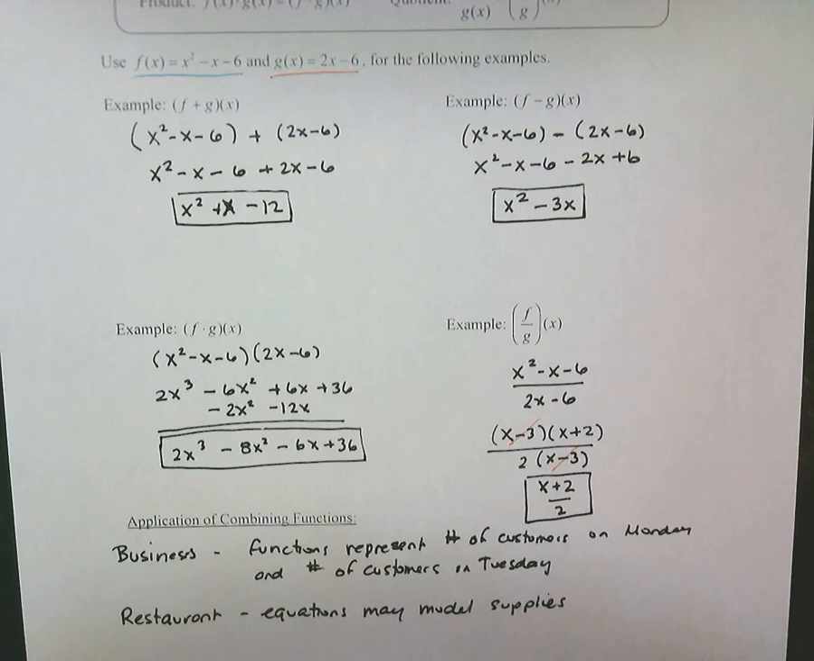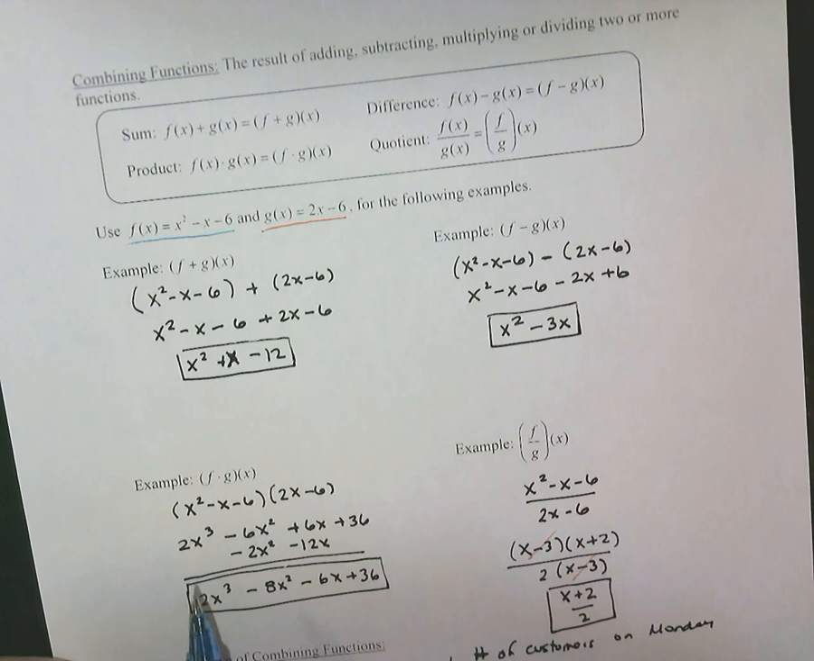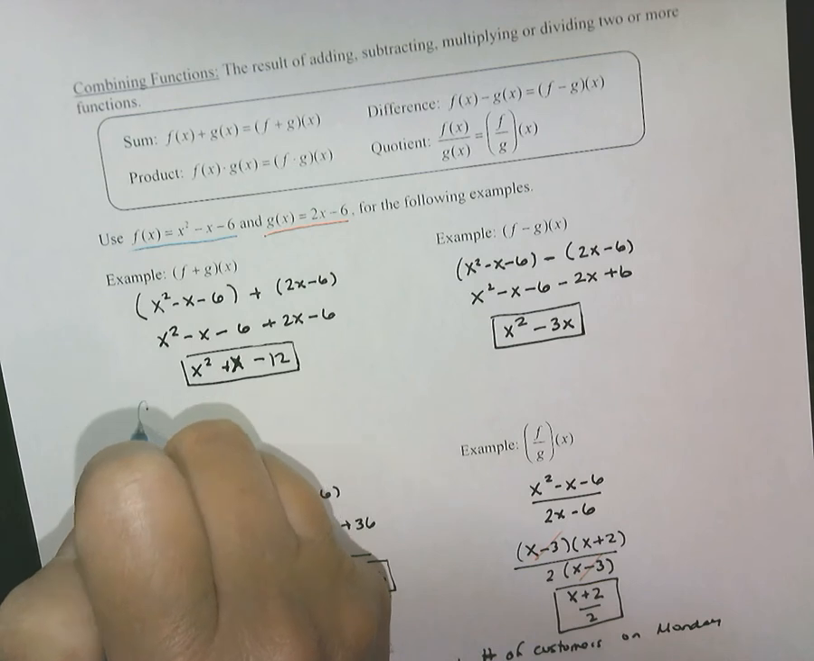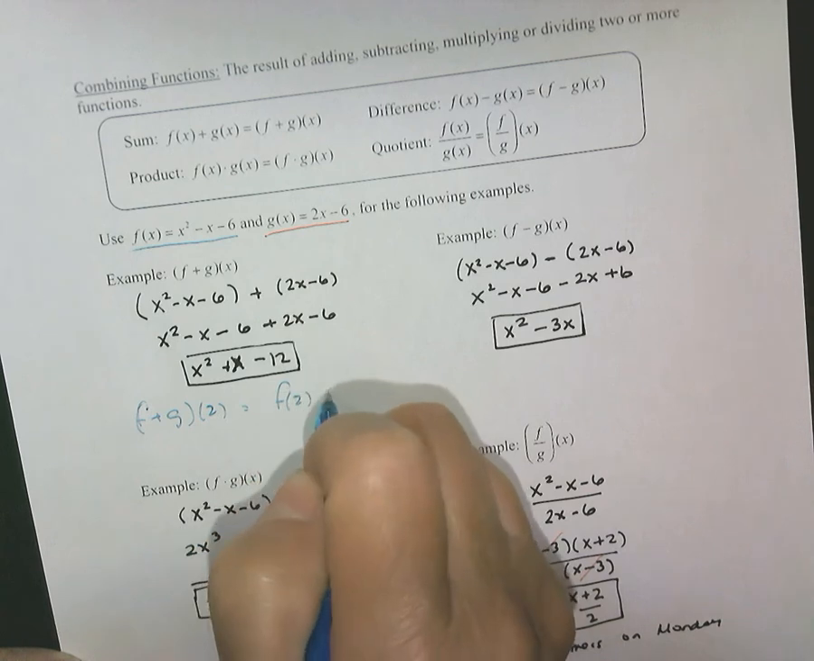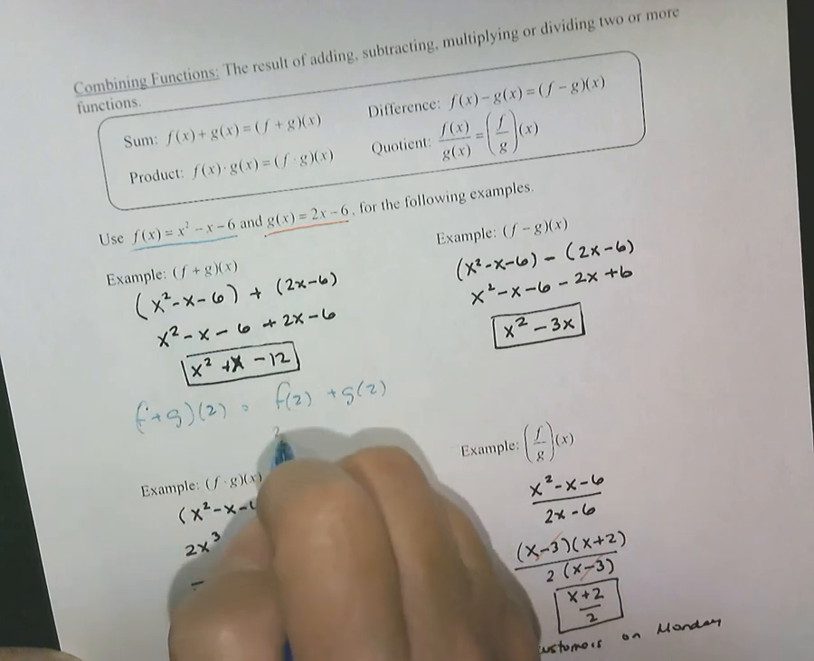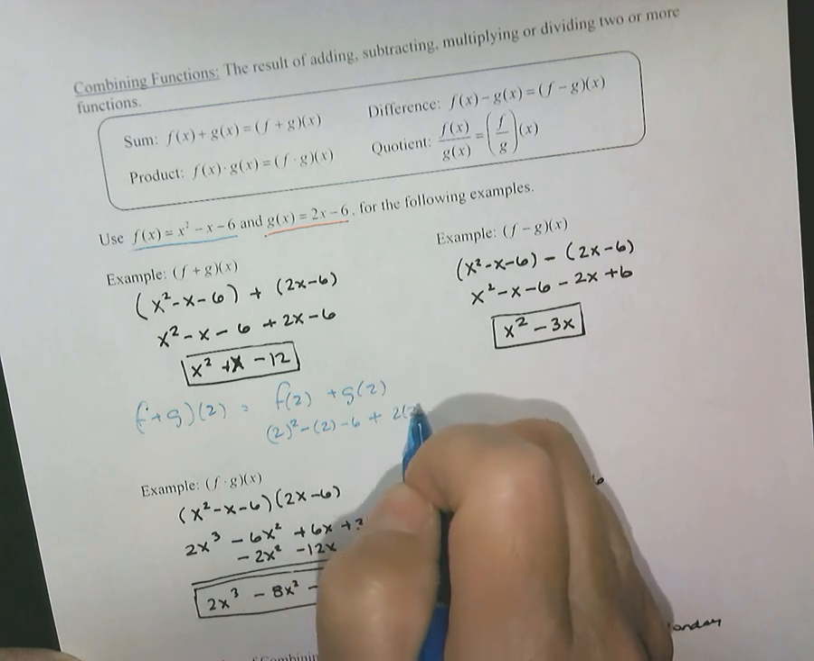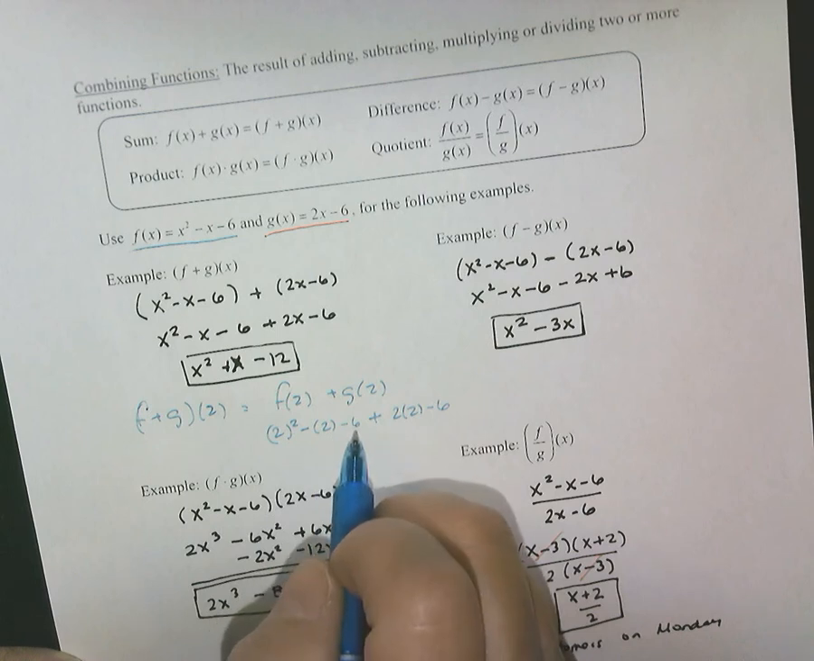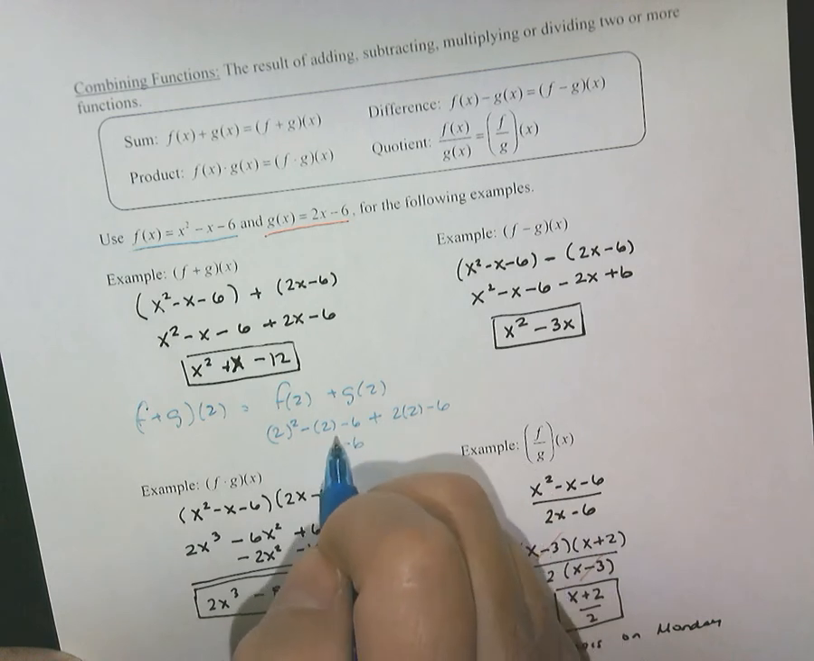We could also do this with numbers. Let's go back to this first one here, this f plus g of x. What if I wanted f plus g of 2? Well, this is going to be f of 2 plus g of 2. So f of 2, I could put the 2 in here, and then add to g of 2. So 4 minus 2 is 2. 2 minus 6 is negative 4. Negative 4 plus 4 is 0. Minus 6 gives me negative 6.